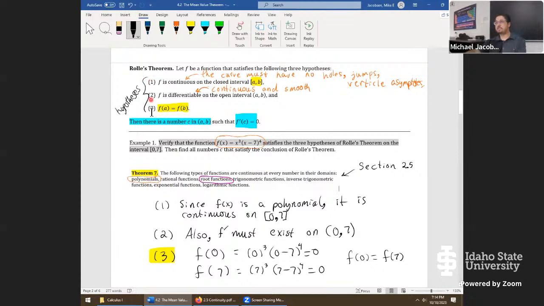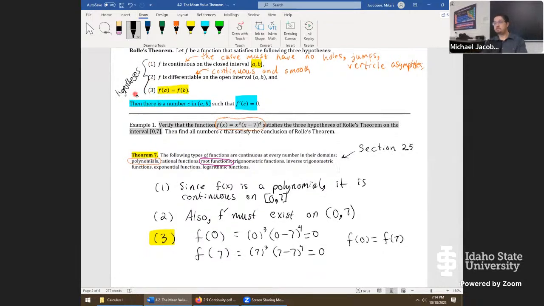And we just checked hypotheses 1 through 3. We can now say, therefore, f meets the hypotheses of Rolle's theorem. So we did it, folks. We meet the hypotheses. Now, here's one thing that's always a little bit weird about math.